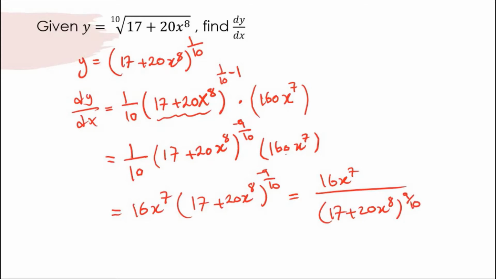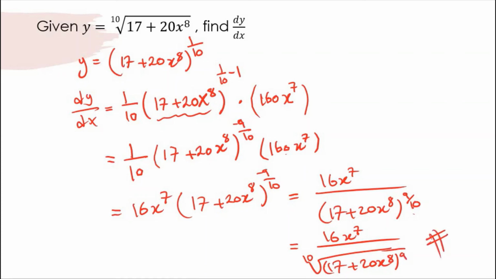Here the 9 is going to stay as an exponent for the parentheses, and 1 over 10 is going to be a radical. So this will turn into 16x to the 7th divided by the 10th root of 17 plus 20x to the 8th power, everything to the 9th power, and that is the final answer.